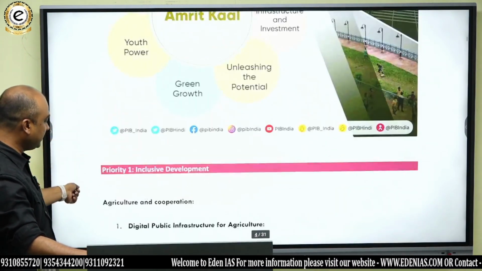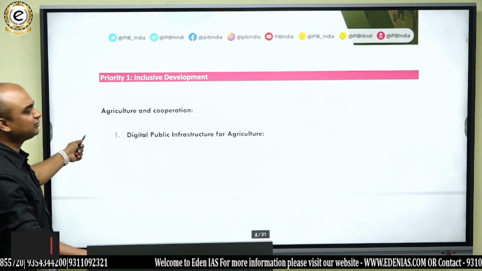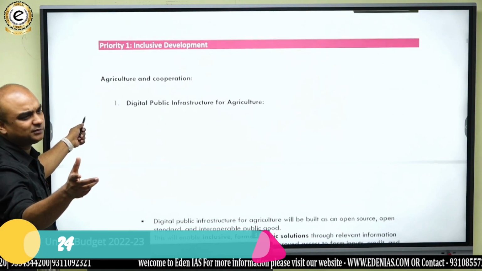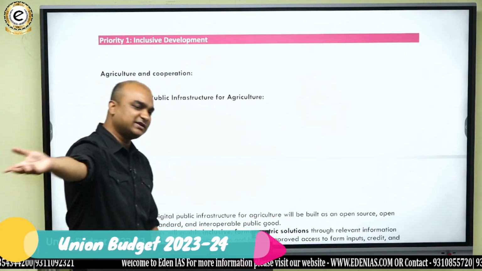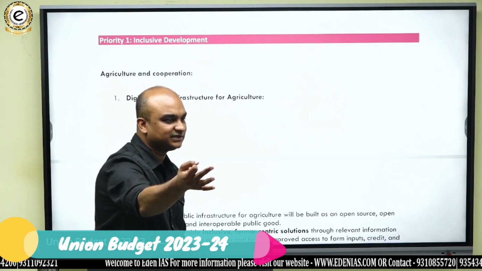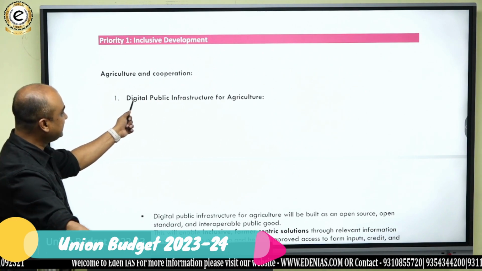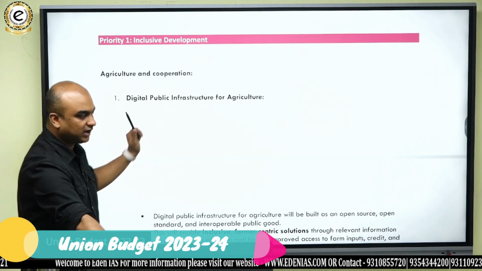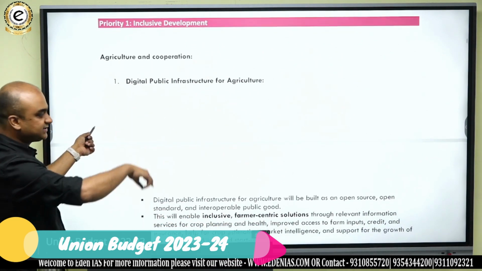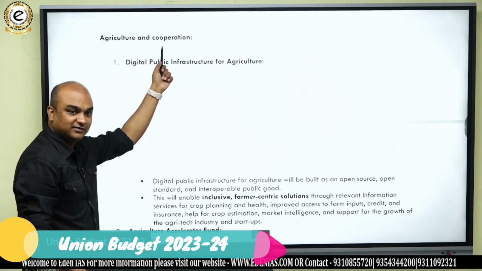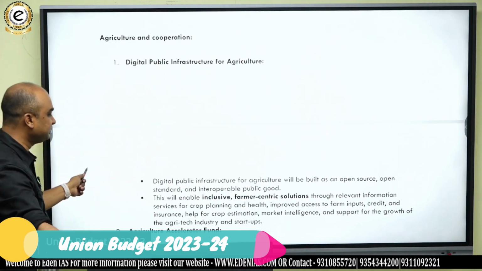We'll start with inclusive development. Inclusive development एक तरीका है inclusive development के बारे में सोच के development in all sectors. Agriculture, industry, services हो गया inclusive development. ऐसे भी सोच कर देखो आप. So digital public infrastructure for agriculture and cooperation से related. Remember Sahakar? We read something related to that.